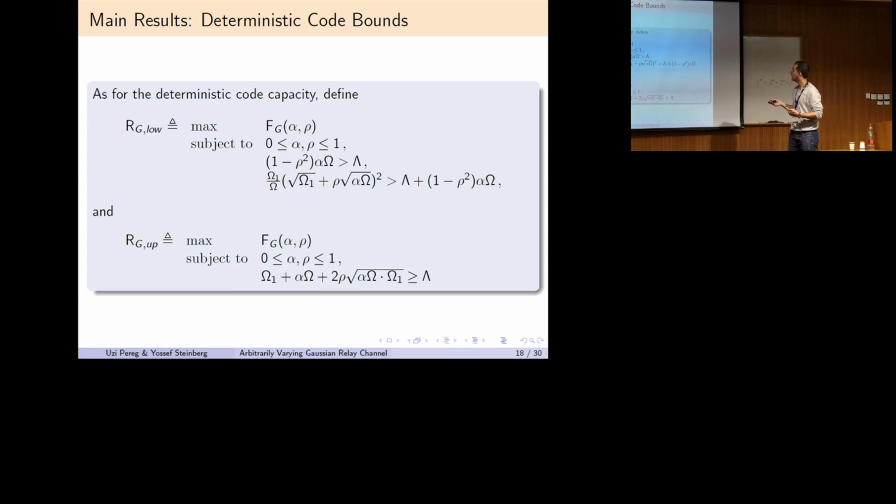Now we go to our main contributions, which are the deterministic code bounds. Here we have the lower and upper bounds given by a maximum of the same function fg of alpha and rho, except that we have these additional optimization constraints. Since the achievability uses a partial decode-forward coding scheme, there are two steps of decoding. That's why we have these two constraints, where each one guarantees reliable decoding in each step.